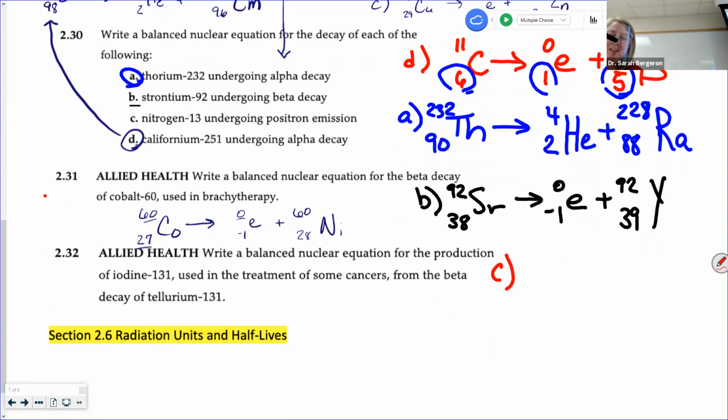All right. So C. We have nitrogen 13. And it is undergoing a positron emission. So what's my other part of nitrogen? 7. Now we have a positron emission. What's a positron? It's an electron, 0, and a 1. It looks just like an electron, except it is positive. Okay, so 13 is equal to 0 plus 13. 7 is equal to 1 plus 6. Y'all got this. So what is this? Carbon. Pretty cool? Yeah.